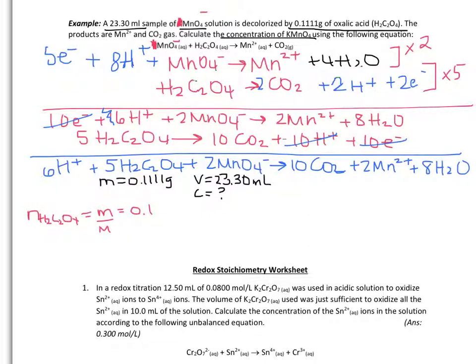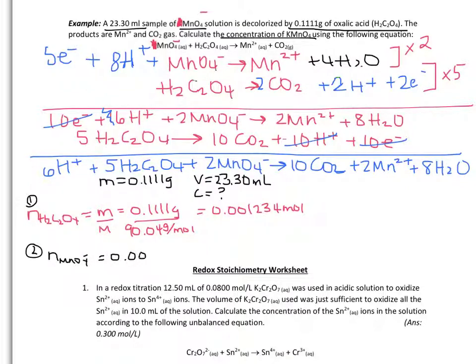We were told that we had 0.1111 grams of the oxalic acid, and you should calculate the molar mass. And when you do, it would be 90.04 grams per mole to give us 0.001234 moles of that. Then we can always find the number of moles of anything else. So we need MnO4 negative by using the mole-to-mole ratio: 0.001234 moles of oxalic acid times the coefficient of the required.